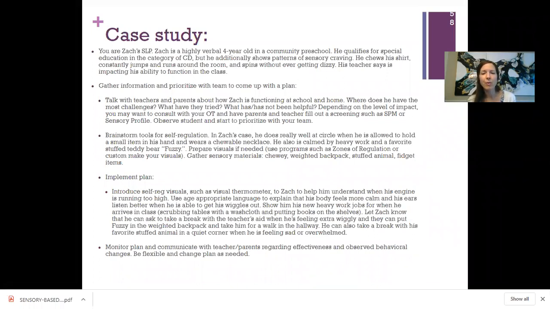So basically with Zach, you've taught him how to use his little thermometer with age-appropriate language. You've shown him what his heavy work jobs are going to be. And so, for example, in his little classroom, his heavy work jobs are to scrub the tables with a washcloth. So that's heavy work. Putting books on the shelves is his other heavy work job. And then letting Zach know he can ask to take a break with the teacher's aide when he's feeling wiggly, and they can put his little stuffed animal in his weighted backpack and take him for a walk in the hallway. I know this is not always possible.